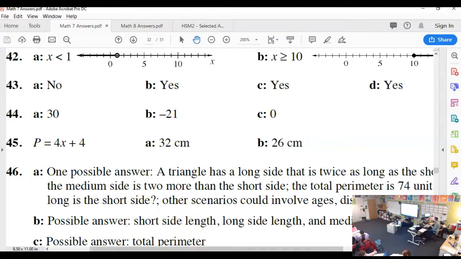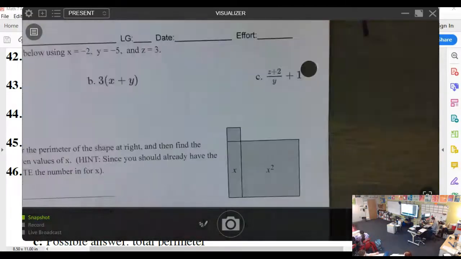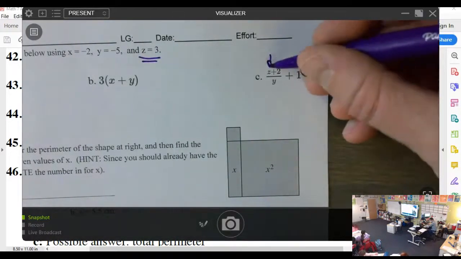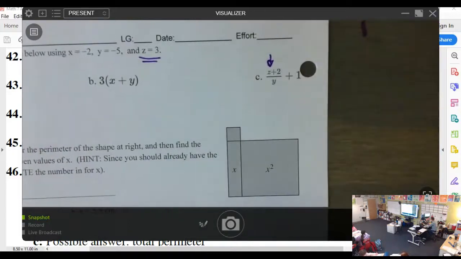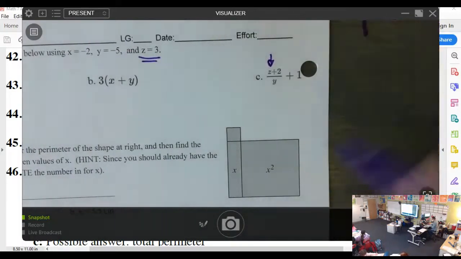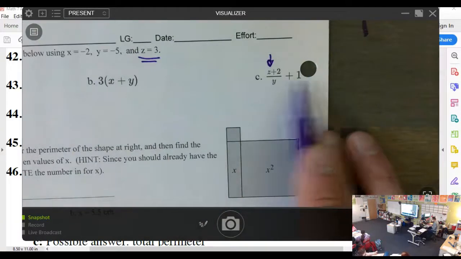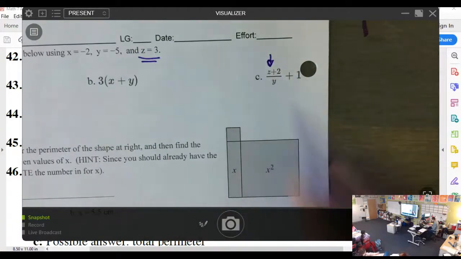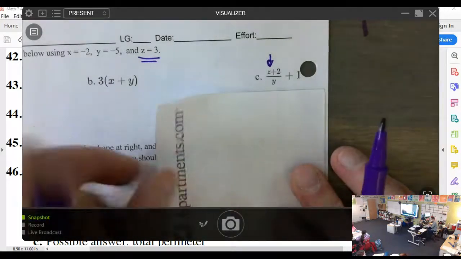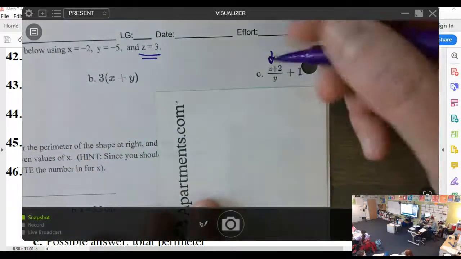So that wants us to replace z with 3. Replace z with 3. Replace y with -5. And do this, right? So if I do this with replacing those things, I'm going to, again, use a Post-it because I'm not trying to write all over this paper.